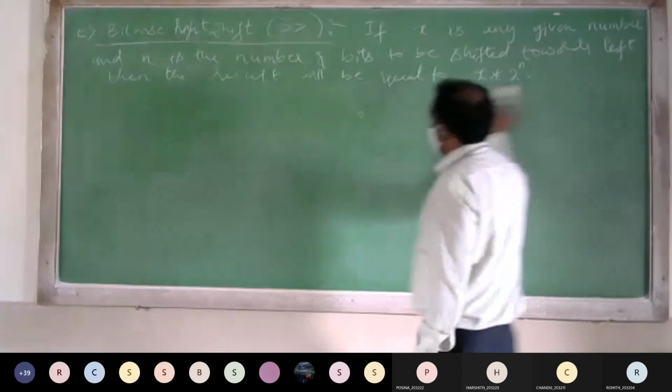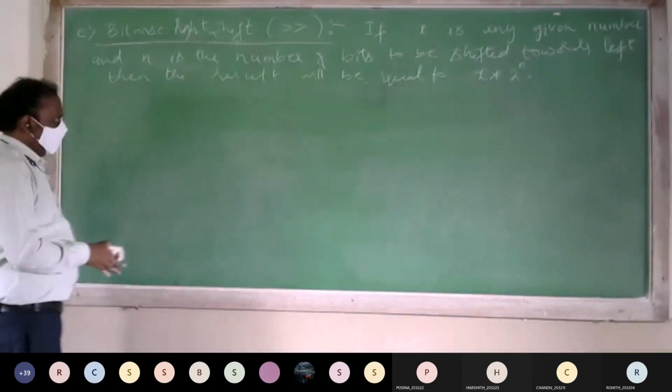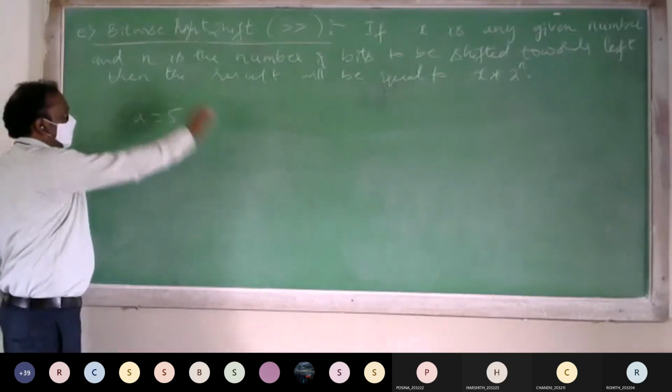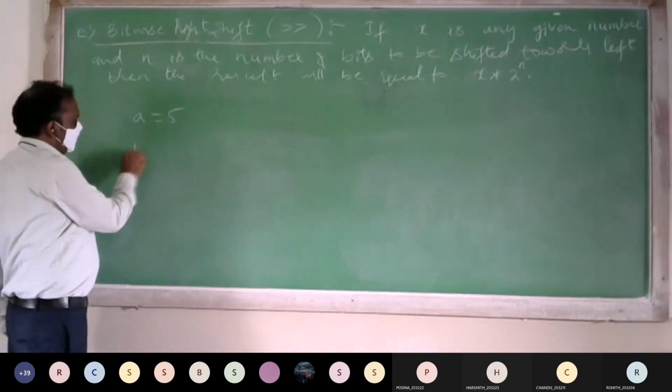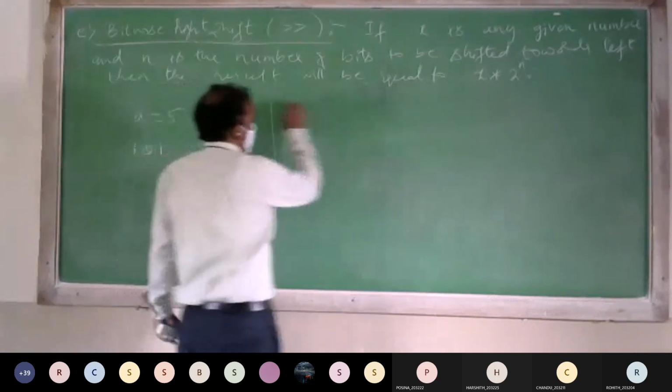Bitwise right shift. Again, first we shall see with the diagram. A is equal to 5. How is it represented in memory? 1 0 1. So this is the memory diagram.